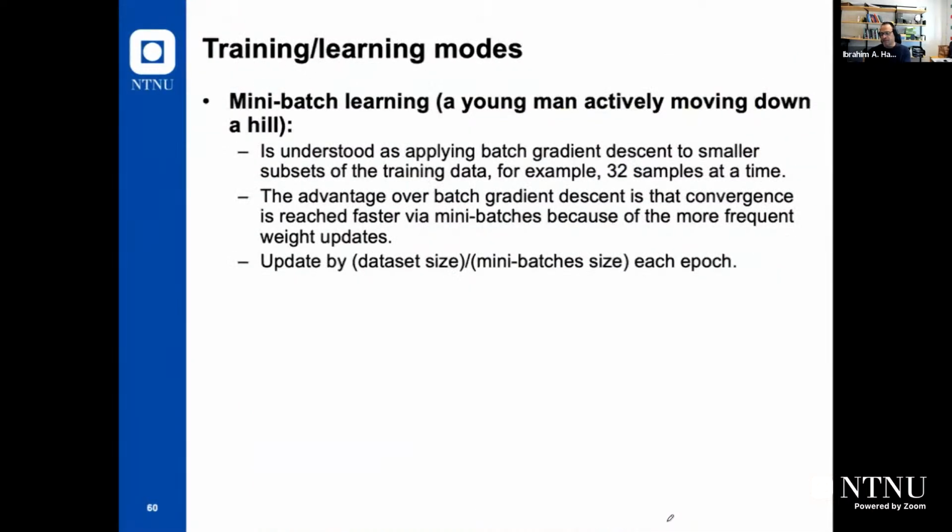Mini batch gradient is a trade-off between both options. It's like a young man actively moving down a hill. It's understood as applying batch gradient descent to a smaller subset of training data, for example 32 samples at a time. The advantage over batch gradient descent is that convergence is reached faster by mini batches because of the more frequent weight updates. It can be used to update the mini batches abroad, for example.